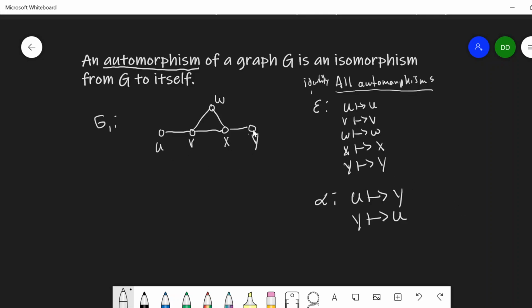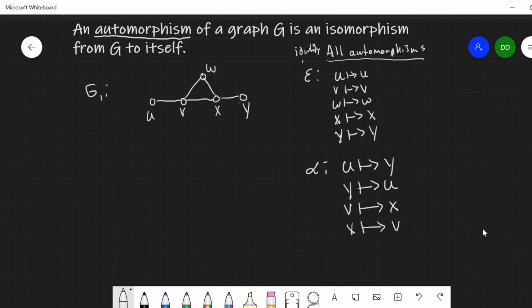Now that I've sent U to Y, and UV was adjacent originally, that means I need to swap V with X. So V needs to be sent to X. And since YX were originally adjacent, and I sent Y to U, that means X needs to be sent to V. So X goes to V. And then finally, W is the only vertex of degree 2, so any automorphism has to leave W fixed. It's a fixed point. So W gets sent to W.